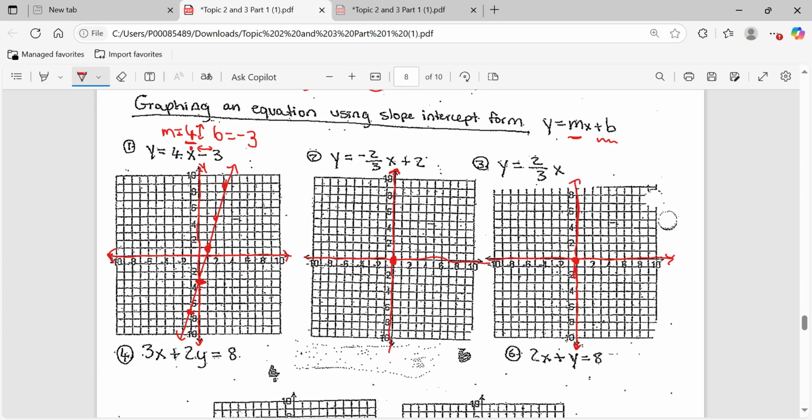Let's look at number 3. In number 3, I need to get again my slope and my y-intercept. My slope is the number in front of the x.